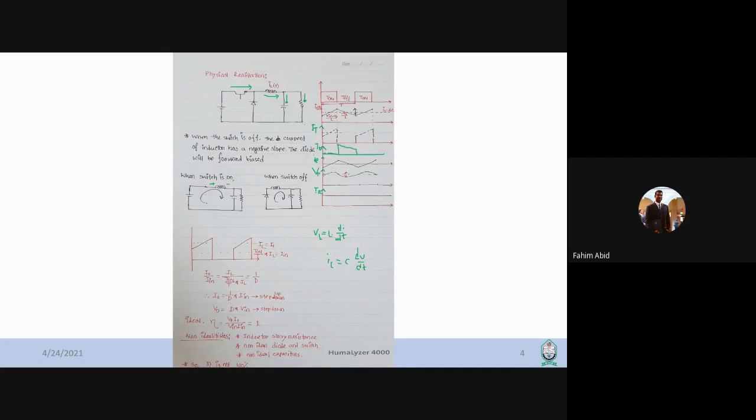The answer is it depends on the value of the capacitance. You will see it in the simulation part that it will depend on the value of the capacitor. So if the value of the capacitor is significantly high enough, then it can store the charges, and in that case you will have a fixed output, which is going to be the output voltage is going to be fixed.